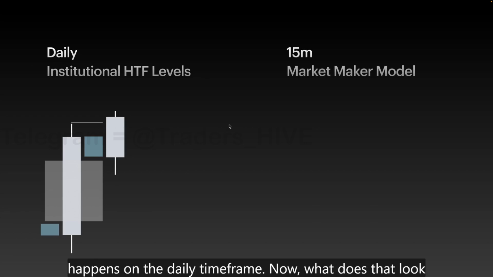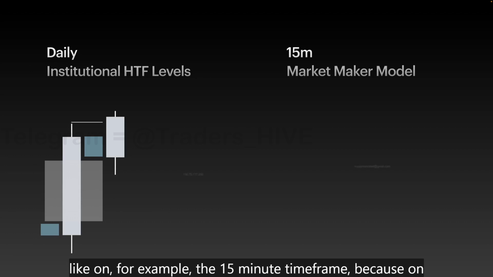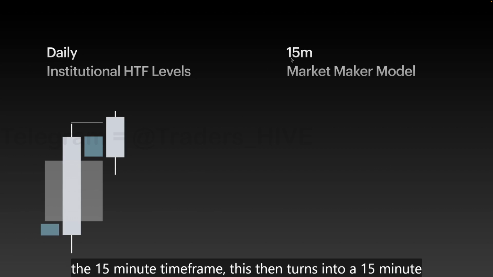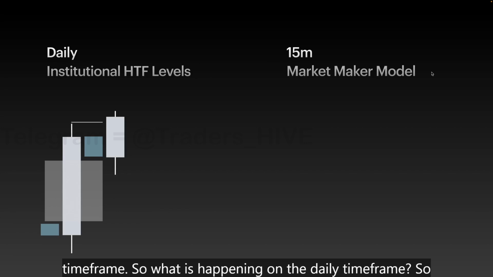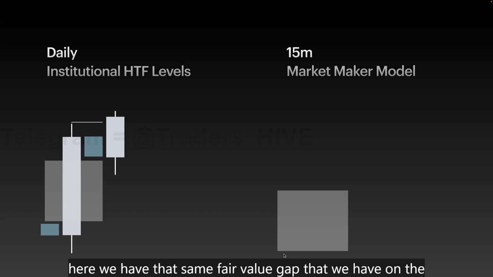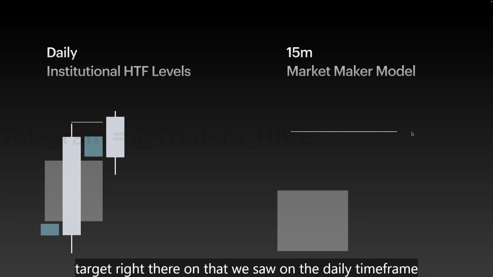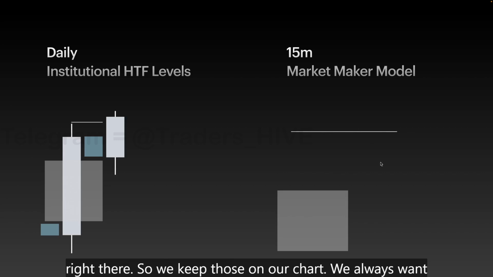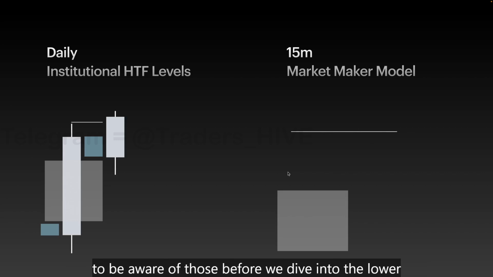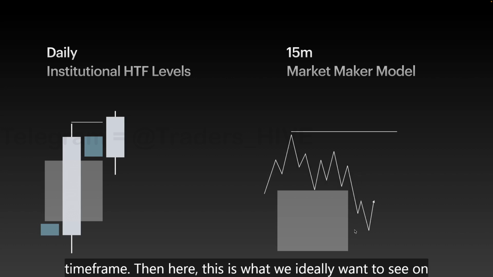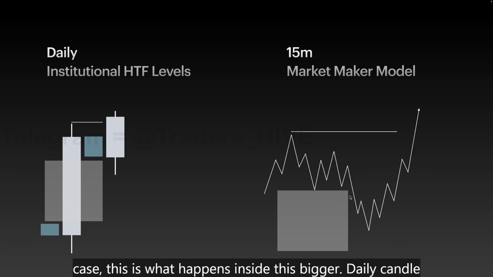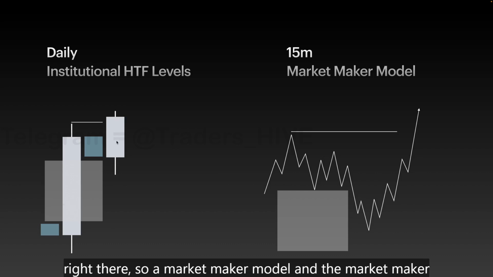So this is what happens on the daily time frame. Now, what does that look like on, for example, the 15-minute time frame? Because on the 15-minute time frame, this then turns into a market maker model. So here we have that same fair value gap that we have on the daily time frame. We have that same swing high, our context target, that we saw on the daily time frame right there. So we keep those on our chart. We always want to be aware of those before we dive into the lower time frame. Then here, this is what we ideally want to see on the lower time frame, on the 15-minute time frame in this case. This is what happens inside this bigger daily candle right there.